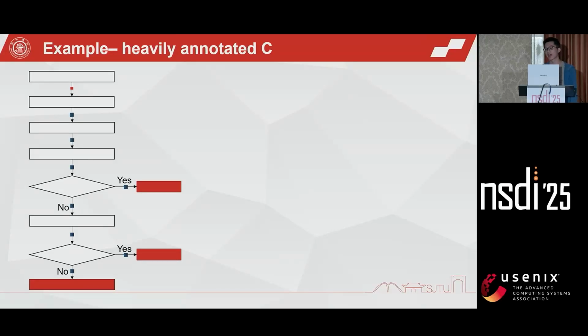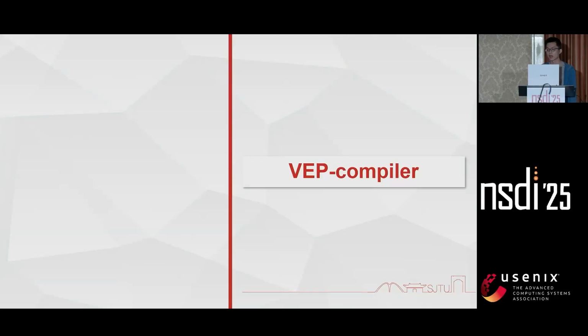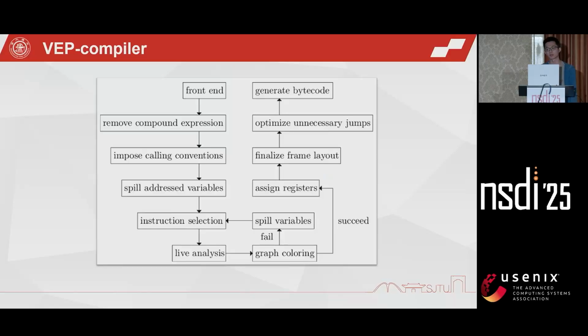Till now, we get the heavily annotated eBPF-C programs. The red small squares and the blue squares are the annotations generated by VEP-C. And the big black block represents the validation check for the return command. After that, the heavily annotated C programs will be compiled by the VEP-compiler.